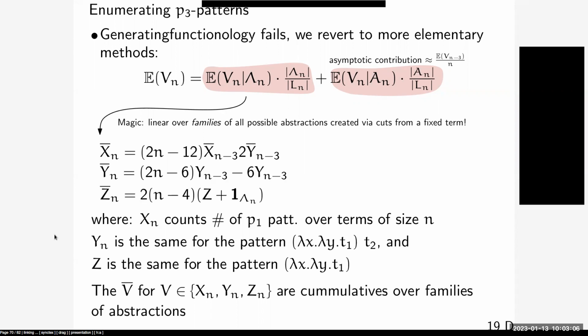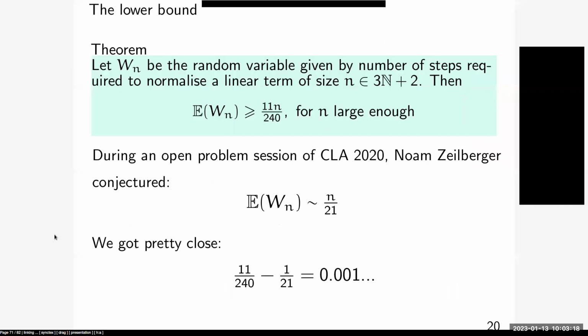And so we obtain a system of equations for the random variables counting the P3 pattern together with the two auxiliary ones. Using this system of equations and the fact that they are linear, we can actually solve it. Overall, in the end, we get the following lower bound for the number of steps required to normalize a linear lambda term of size n, which is asymptotically 11n over 240 for n large enough. So this is an asymptotic lower bound. This essentially was the sum of the expectation for the number of redexes plus the expectation for the P3 pattern. Everything else was constant.